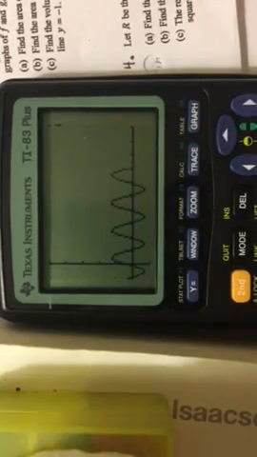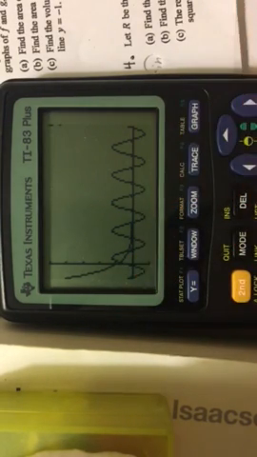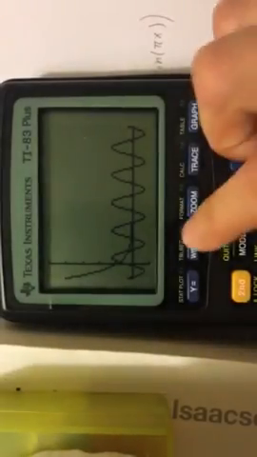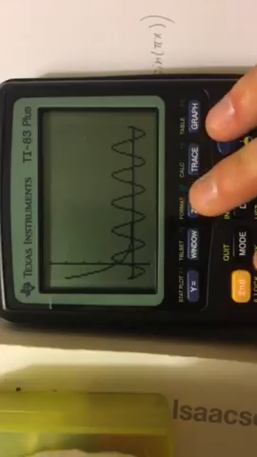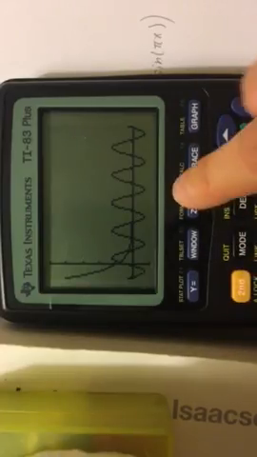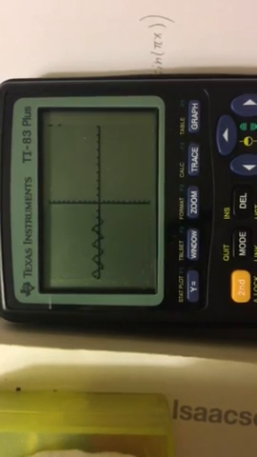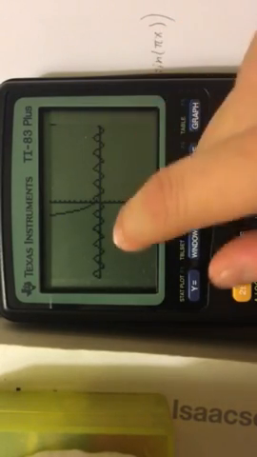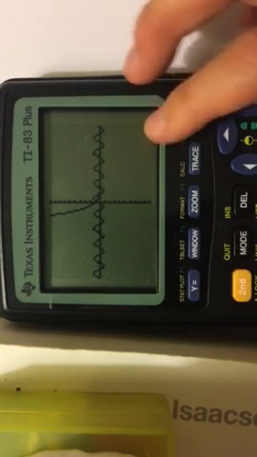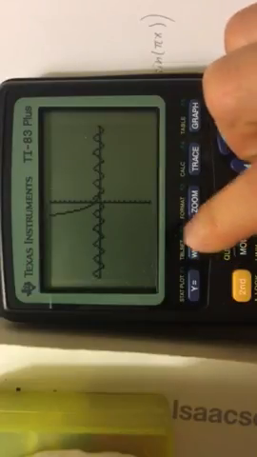Okay. So now you will realize that the graph does not look like this, because the window is different. So you need to zoom. Zoom is over here. You can zoom with standard, but that will just make it bigger. The standard is x from negative 10 to 10, and y from negative 10 to 10. And that still doesn't work. So you can try another one, which is window.